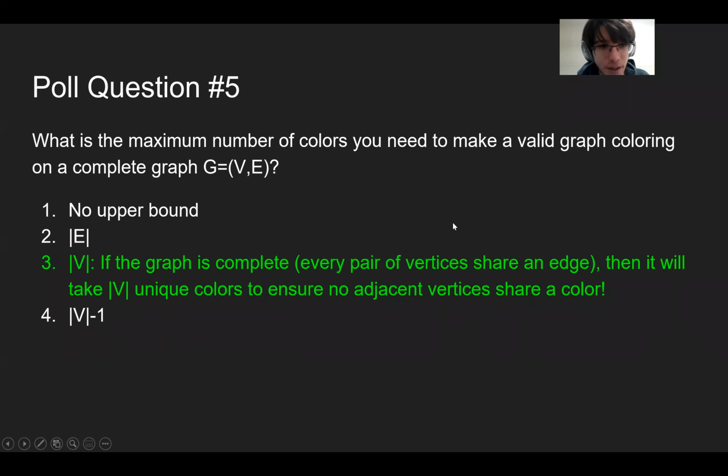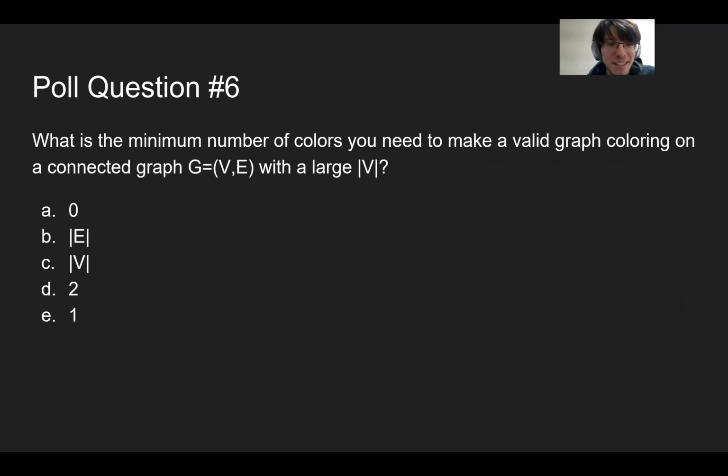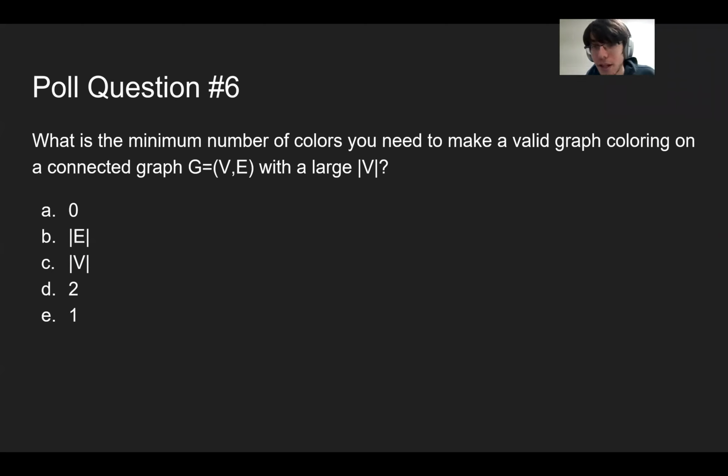But okay, an illustration for this is a complete graph. A graph where every vertex connects to every other vertex. You need to use a unique color for each vertex in the graph coloring problem. So you can't use fewer than the number of vertices. It's just not possible for a complete graph. So in some cases, that's the upper bound.